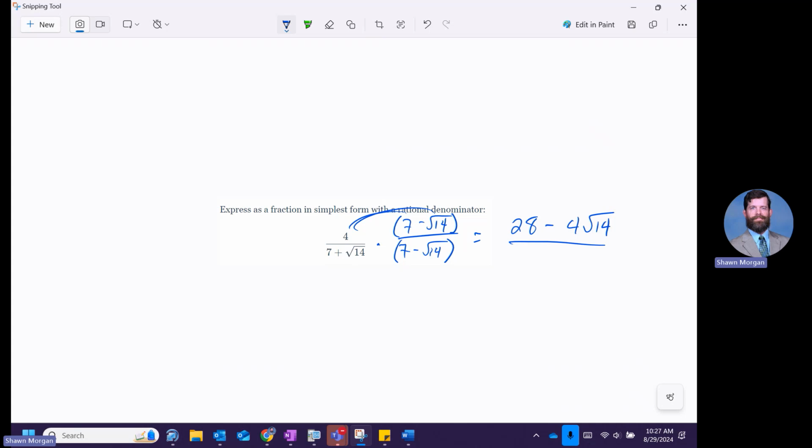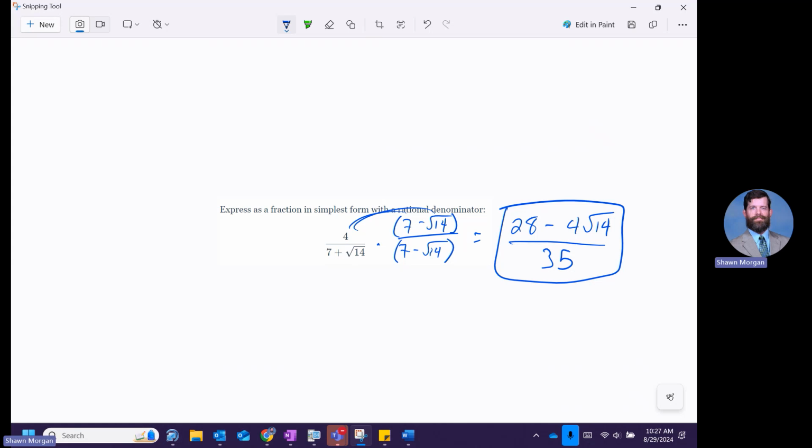FOIL, but what happens to the O and the I? You take them out. They cancel out because those binomials are conjugates. And the FOIL is very nice because the O and I are where those radicals would have still been hanging on. The F and L are just 7 times 7 and radical 14 times negative radical 14. So that's where we get our 35 right there.